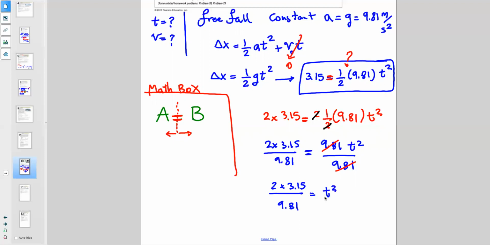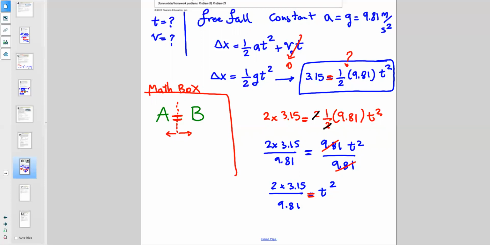See, I am finding t. I'm trying to get rid of the things around t so I can isolate t and find it. I had 1 over 2 in the way, so I got rid of it by multiplying by 2. I have 9.81 in the way, so I divide everything by 9.81 to get rid of it. Now again the equal sign is still valid, because whatever I did to the left-hand side, I did to the right-hand side.